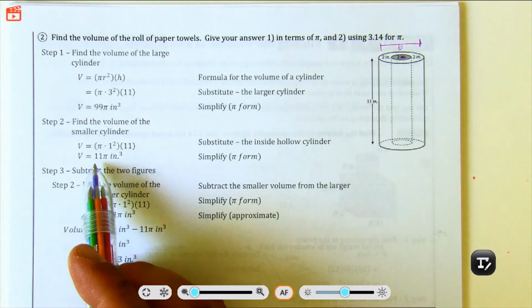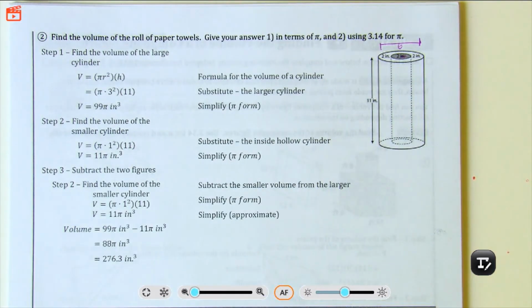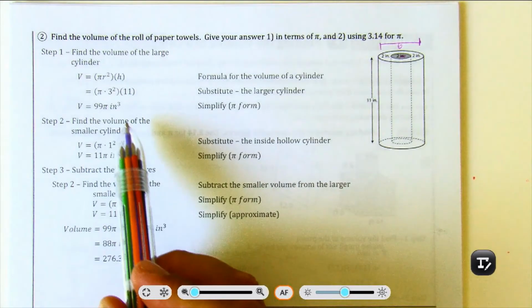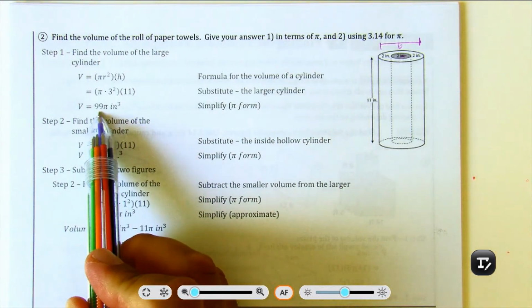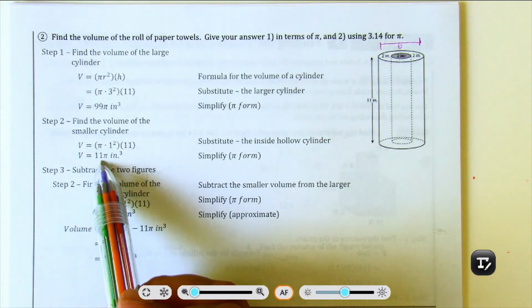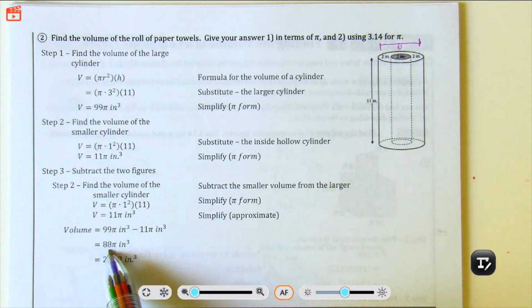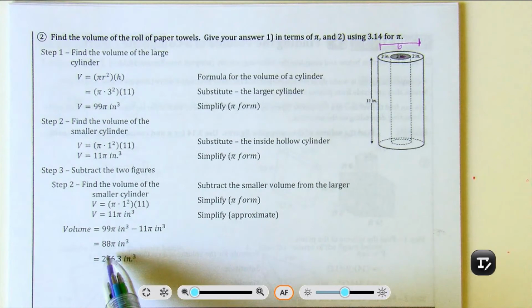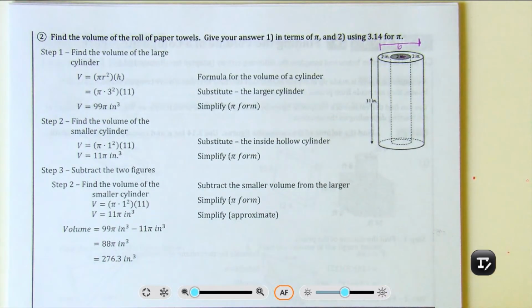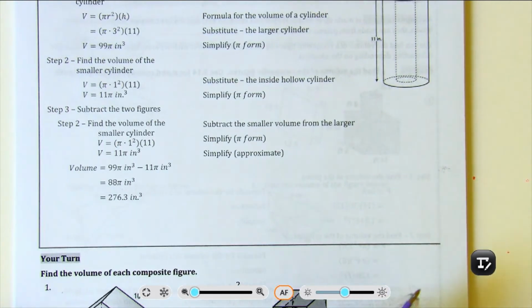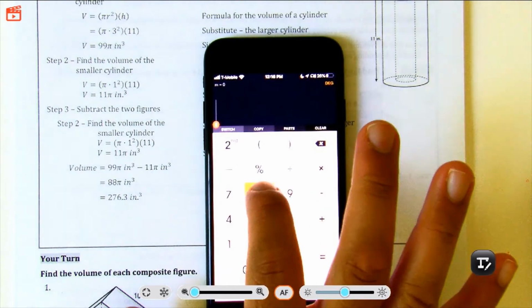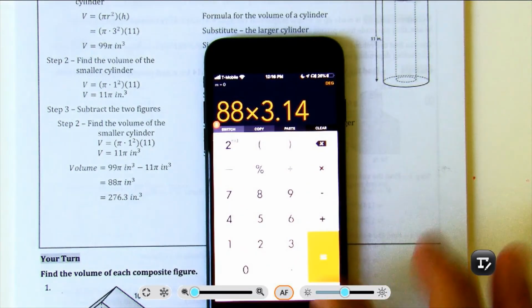Now, what we're going to be doing in the next step is subtracting 99 pi minus 11 pi. 99 pi minus 11 pi is 88 pi. Now, this is one of our answers in terms of pi, and then if we multiply 88 times 3.14, we end up with 276.3. So I just want to show you 88 times 3.14 ends up being that number.